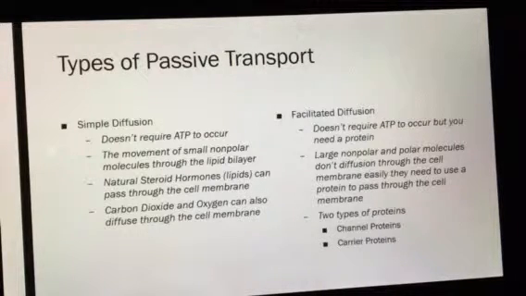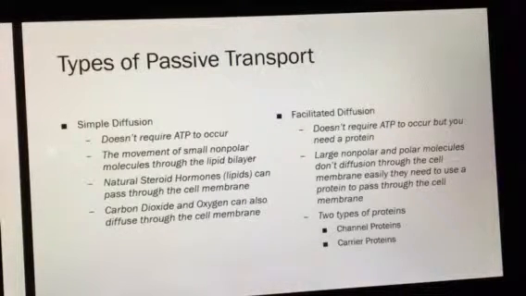And so basically carbon dioxide is going to move from inside the cell to outside the cell through simple diffusion. Oxygen, which we take in through respiration, is going to be in a higher concentration outside the cell than inside the cell. And so then oxygen will move into the cell through simple diffusion. Again, they don't need any proteins to do this. They can just do it.